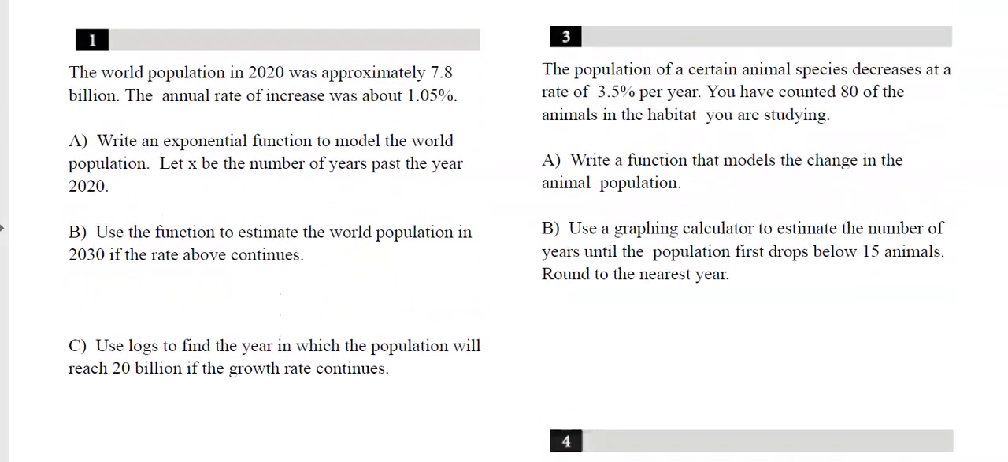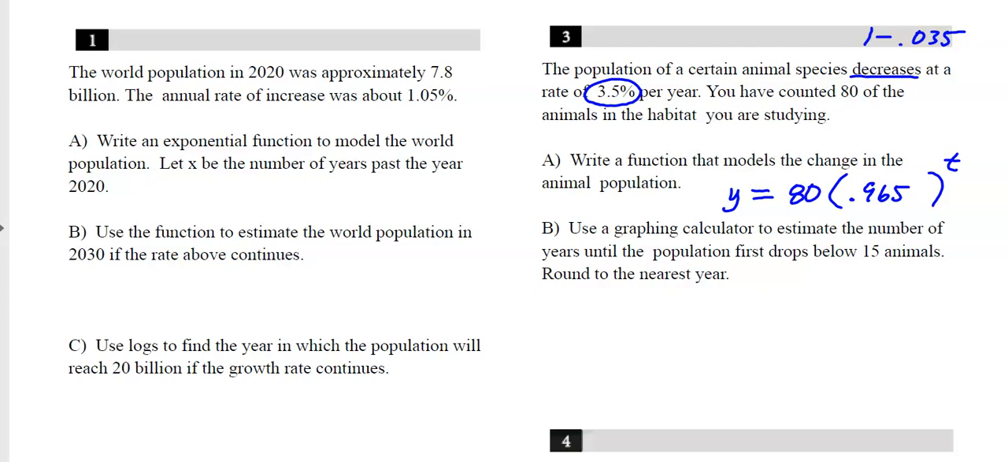All right, number 3, population of an animal species. Again, we are decreasing, so we're going down. So the decrease is going to be 1 minus the percentage, and the rate is 3.5. As a decimal, move it 2 to the left, that's 0.035. So there's my decrease. I counted 80 at the moment, so my initial value is 80. We are decreasing, so I do 1 take away that amount. If you lose 3.5%, that means you're at 96.5. And this will be my t or my x, whatever you want to call it.